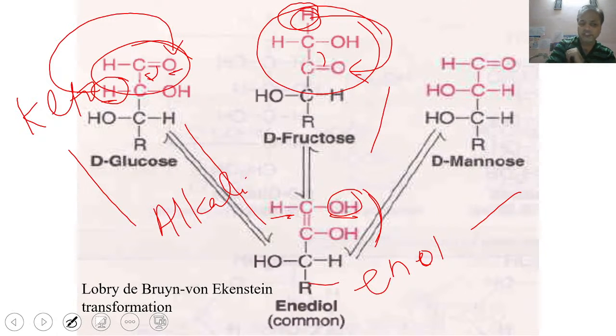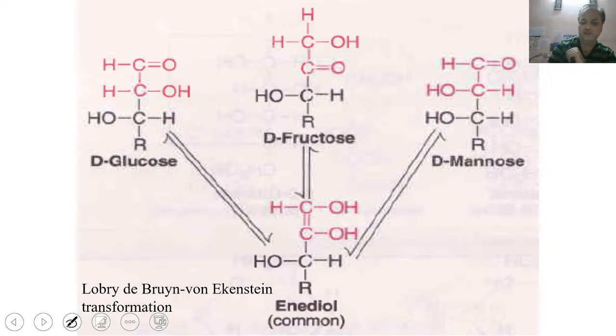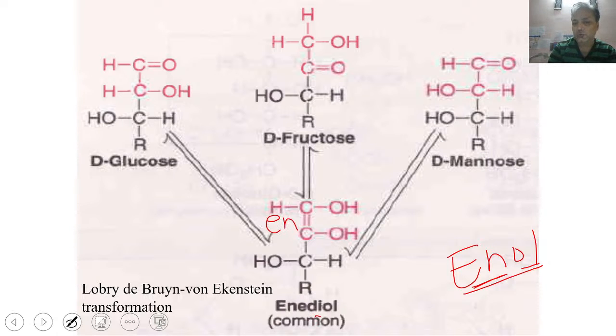What is enediol? Till now we have seen only enol. We have seen the enol form. En means double bond, ol means alcohol form. What is enediol? En means double bond, di means two, ol means alcohol. It means on both sides of the double bond we have an alcohol group. So this is called the enediol form.